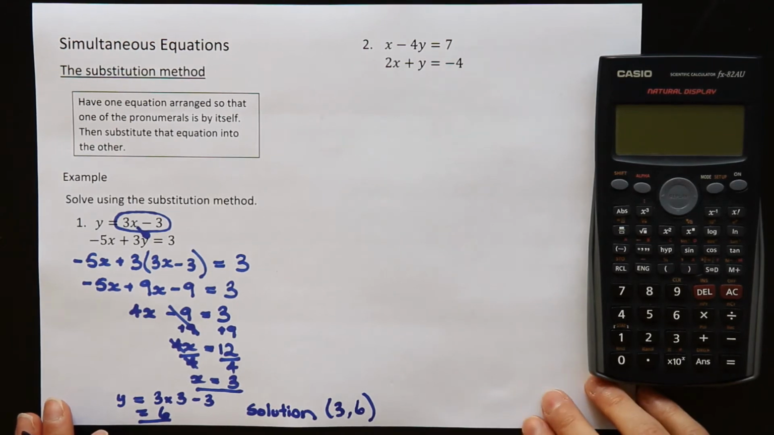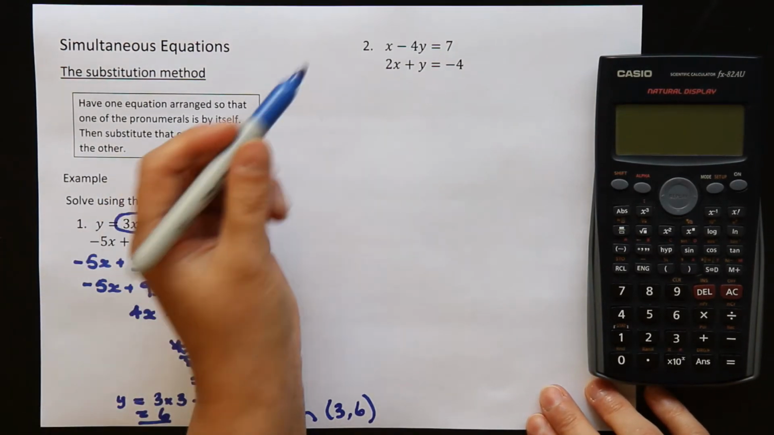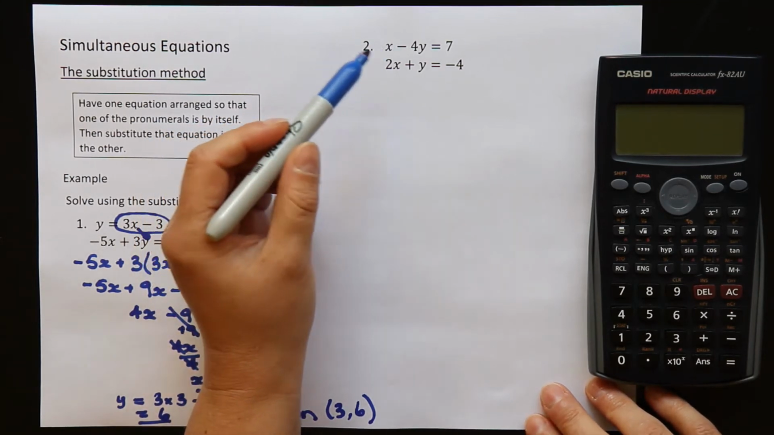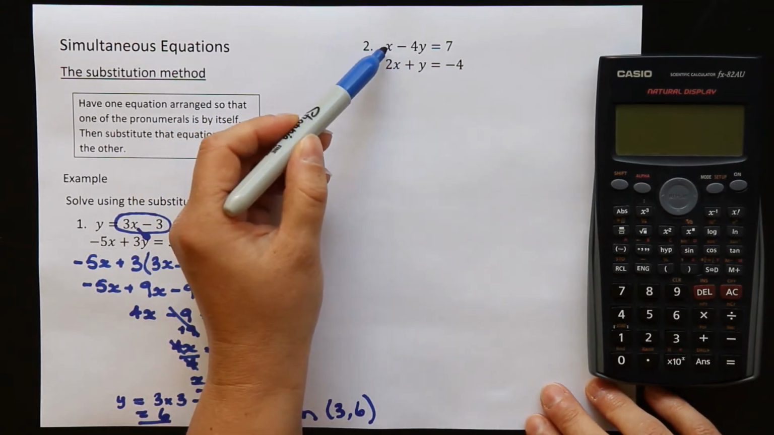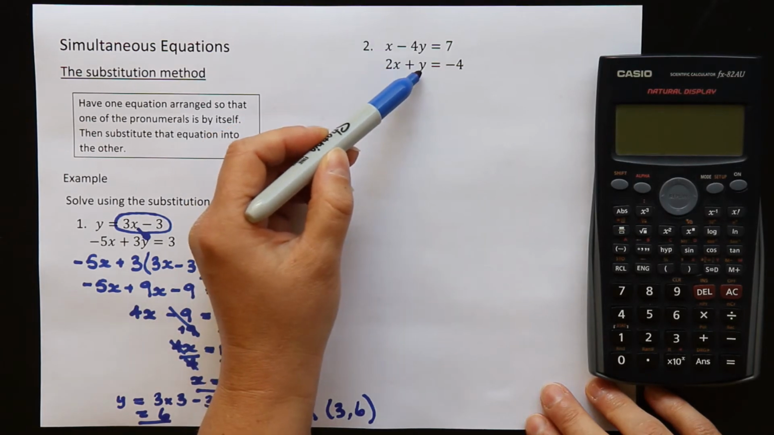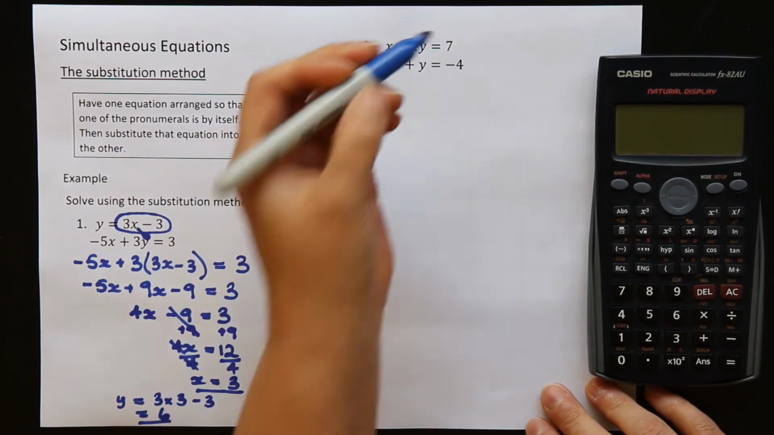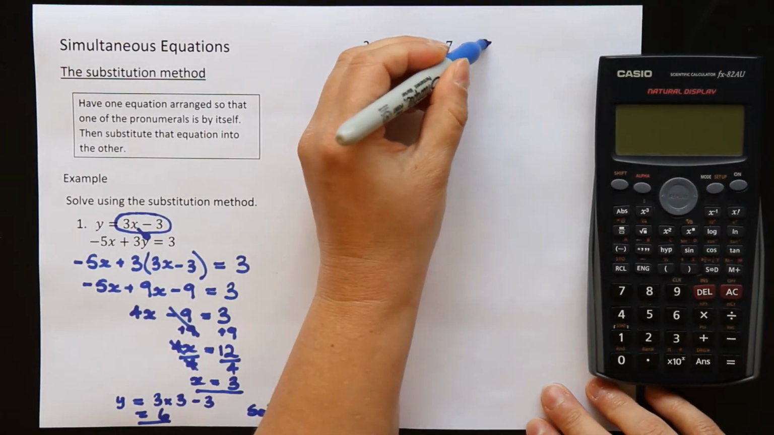Okay, let's try that again for question 2. I need to have a pronumeral by itself. I don't have that yet. Now, I could choose either equation. I could get this x by itself, or I could get that y by itself. Let's just choose the first equation, because we can. It could be either one.